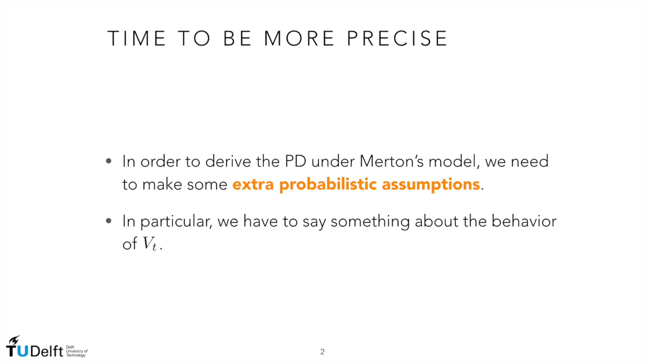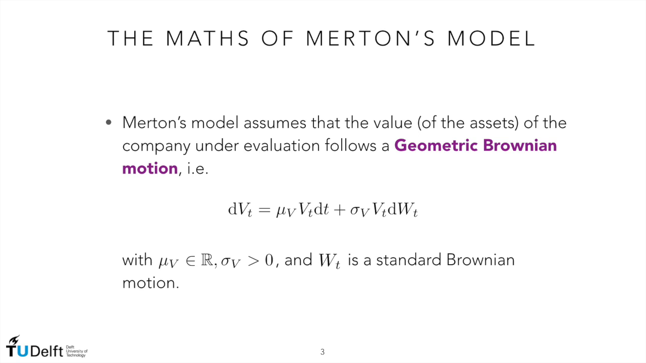Welcome back. To derive the probability of default under Merton's model, we need some extra probabilistic assumptions on the behavior of the process Vt. As Black-Scholes do for the price of the underlying security, Merton assumes that the value of the company under evaluation follows a geometric Brownian motion.